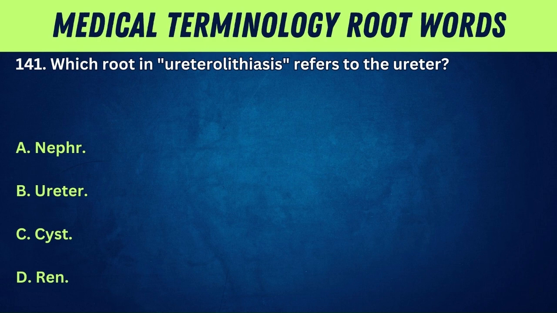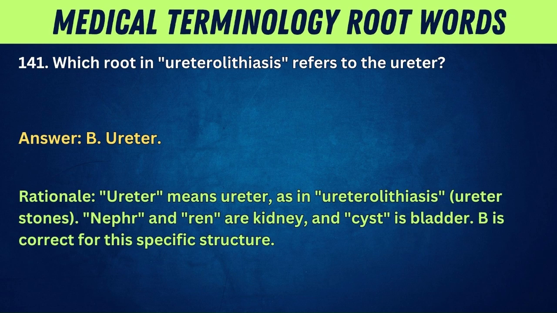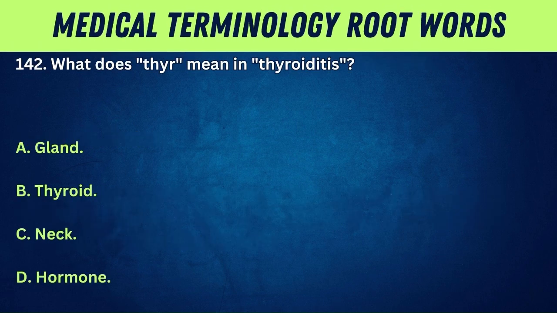141. Which root in ureteral lithiasis refers to the ureter? A. Nephro. B. Ureter. C. Cyst. D. Ren. Answer: B. Ureter. Rationale: Ureter means ureter, as in ureteral lithiasis, ureter stones. Nephro and ren are kidney, and cyst is bladder. B is correct for this specific structure.